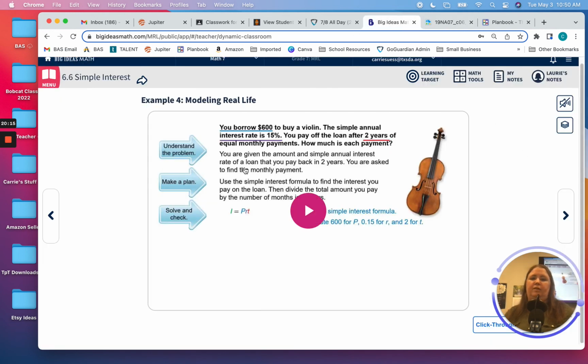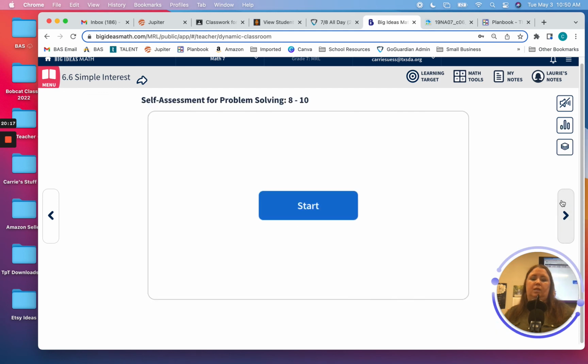You need to finish all the way through number 10. It is due tomorrow. I will give you more time after recess to work on this. All right, I'm going to stop.